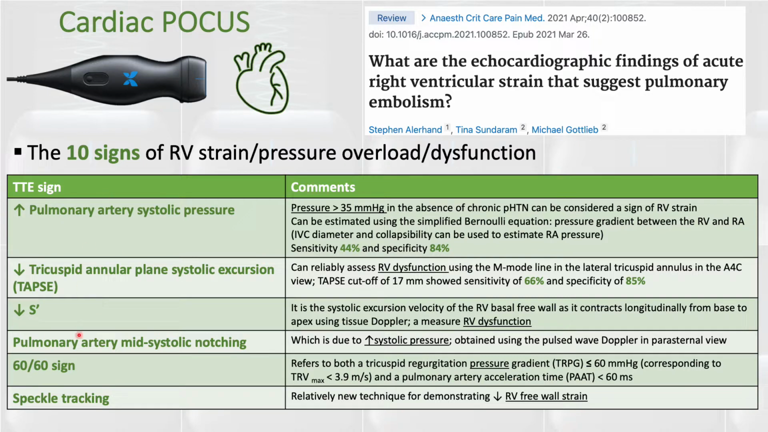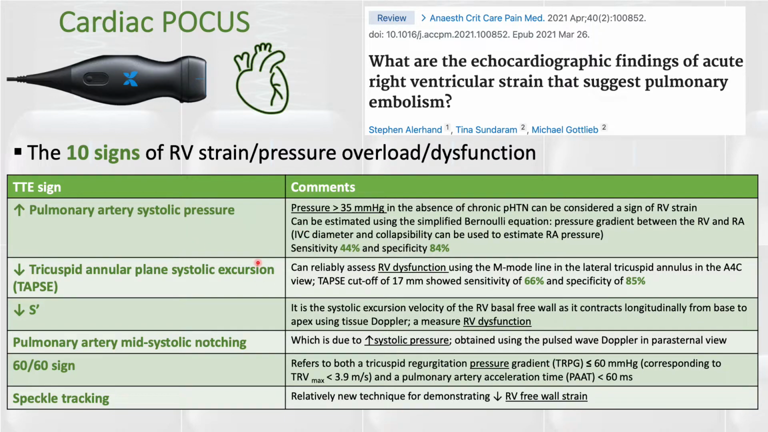But, for example, these signs are actually out of the scope of POCUS, and I just brought them here for your own reference if you want to look at them, or if you're interested in cardiology and more detailed echocardiographic findings. And the whole idea is that they look at an indirect way of measuring the pressure in the pulmonary vasculature, the pulmonary arterial system. For example, an increase in the pulmonary artery systolic pressure can be a sign of new PE.